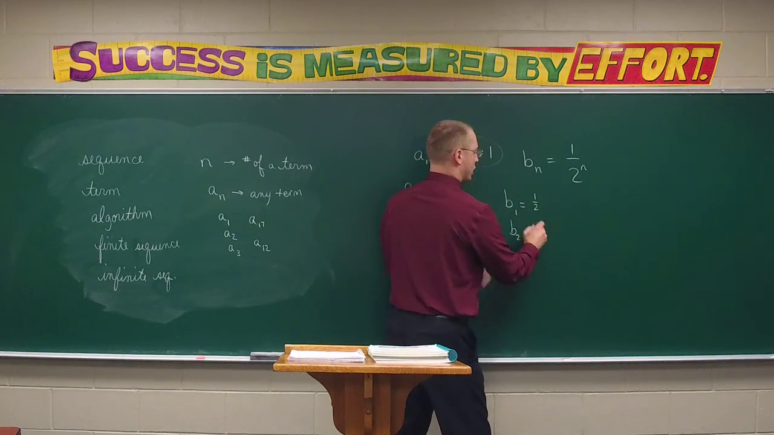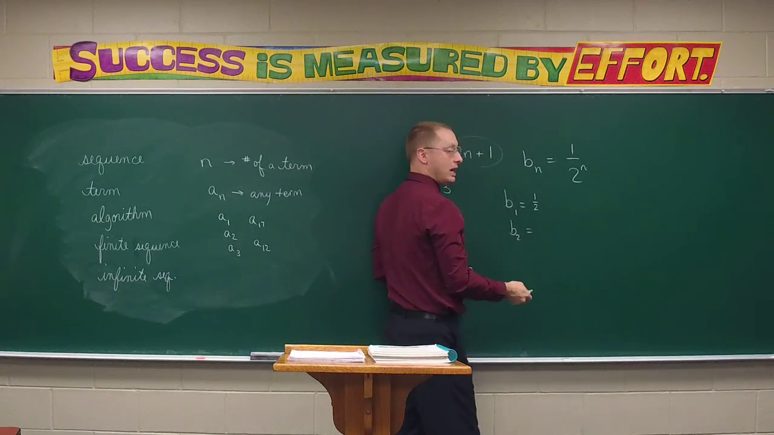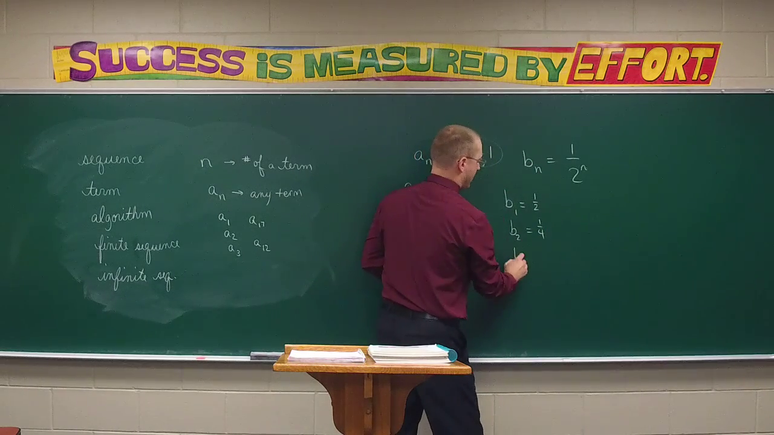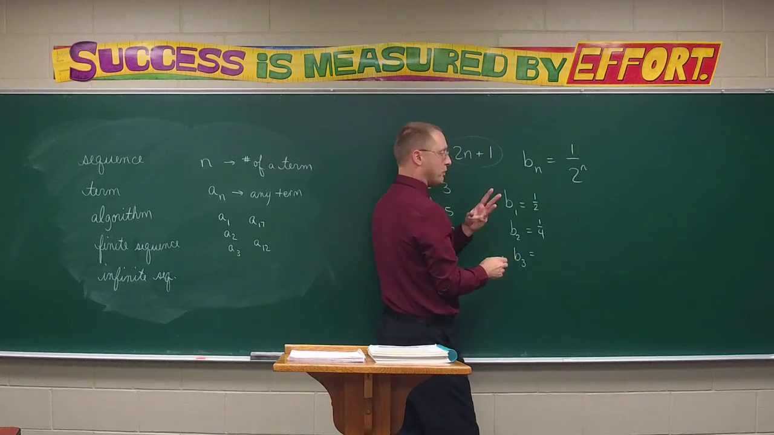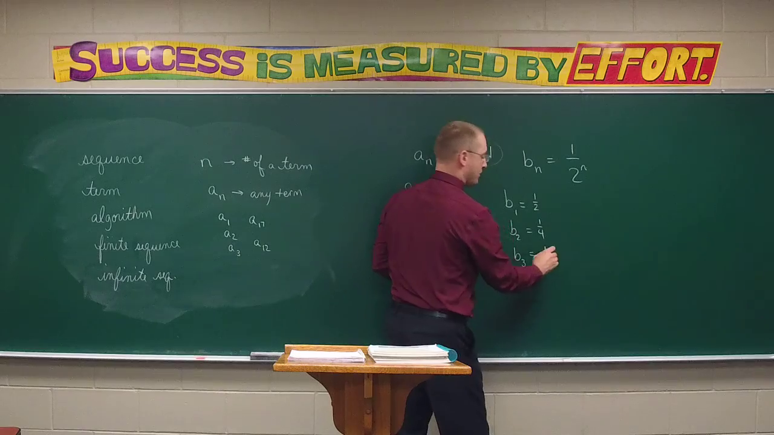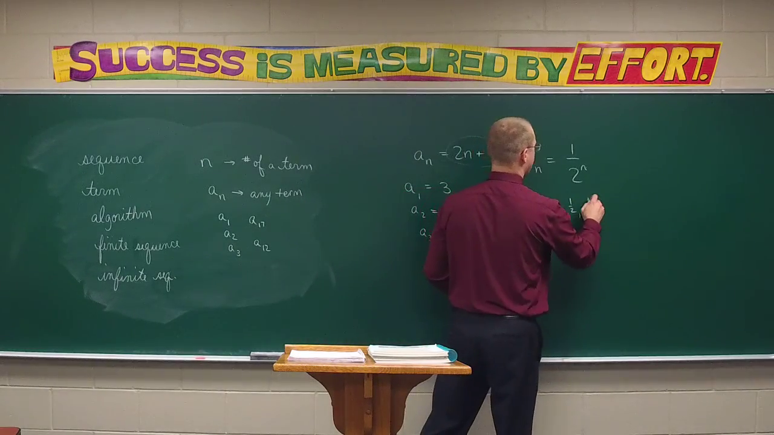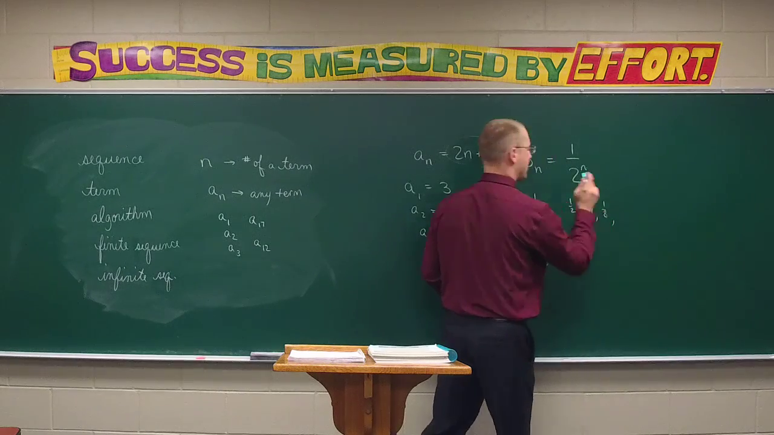Then the second term is B sub 2. Well, that's going to be 1 over 2 squared, so class, 1/4. Then B sub 3, the third term would end up being 1 over 2 cubed, or 1/8. And so forth. This is the first 5 terms. So we keep going. We've got a half, we've got a fourth, we've got an eighth. What would the next number be, class?